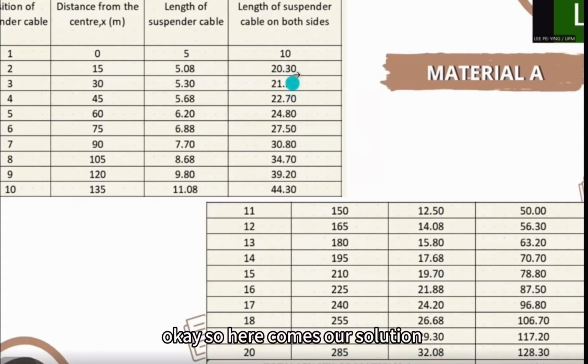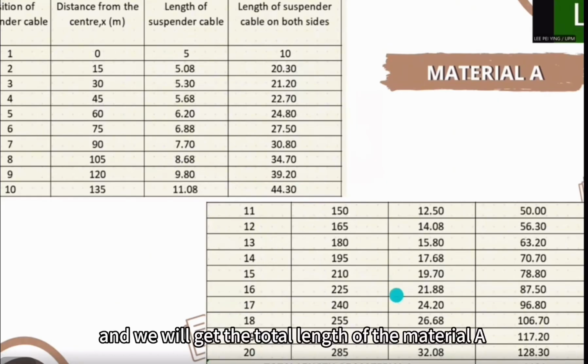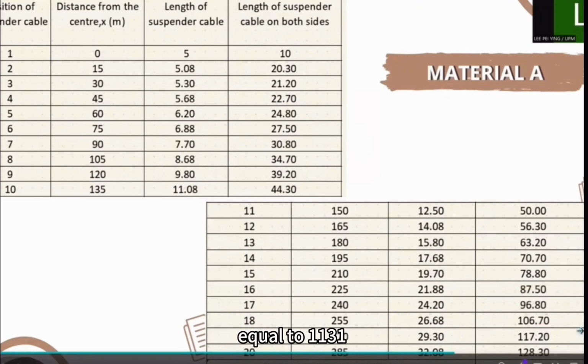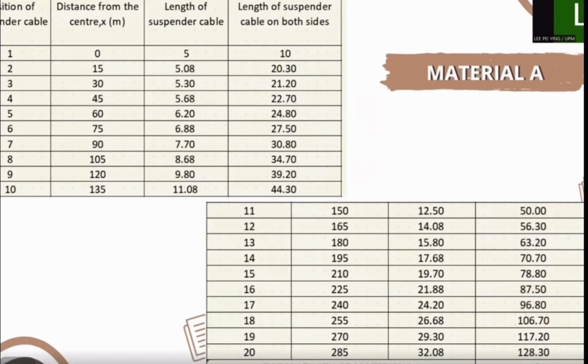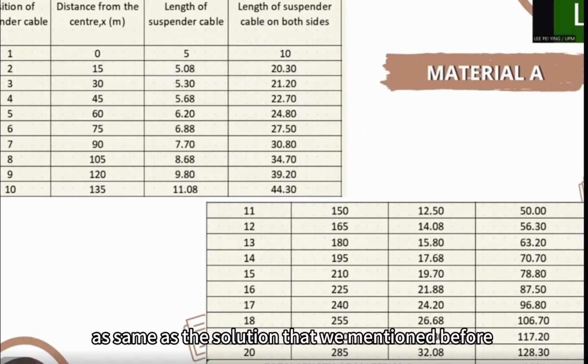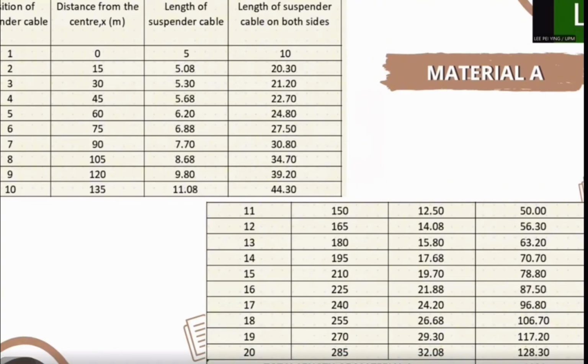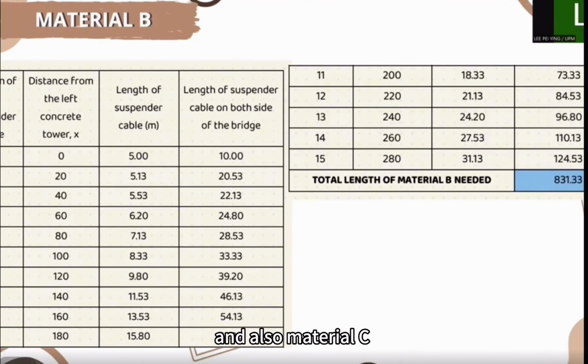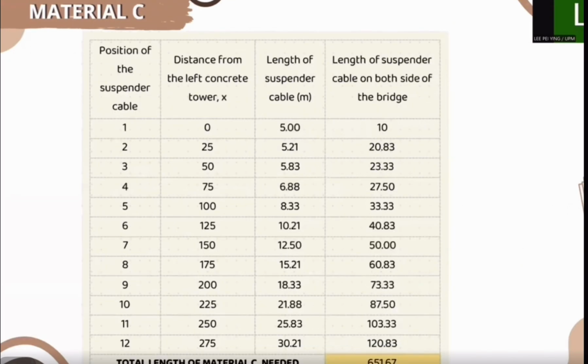Okay, so here comes our solution. And we will get the total length of material A equal to 1131. Actually, we will get the same answer as the solution that we mentioned before. So the same solution goes to material B and also material C.